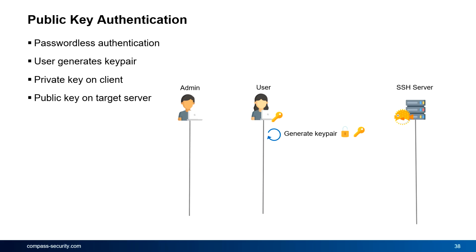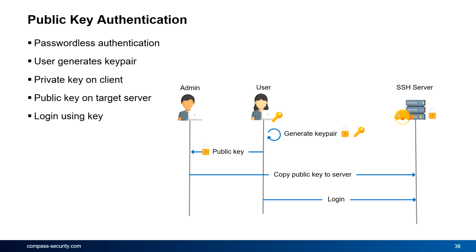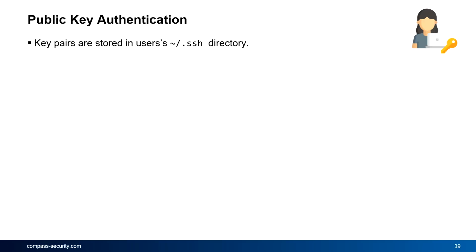This is typically done by providing the public key to another administrator, and the public key can then be distributed by the admin to all the target servers where the user should have access. Then the private key can be used to log in on these SSH servers. The key pairs are stored in the user's .ssh directory in their home directory.